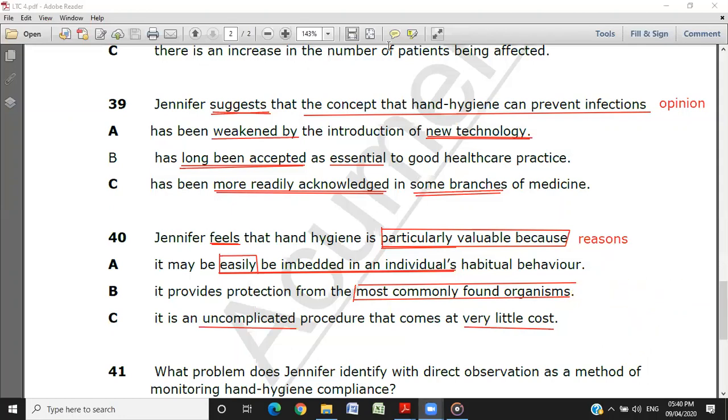Okay. So here it says most commonly found organisms. So if there are many organisms, it may happen that they are not the most commonly found ones. So if she says most commonly found organisms, or something similar to that, like majority of them, or similar kinds of words, then probably this is the correct answer. And this is uncomplicated and little cost. So now I'll play the recording for these two questions and then we'll move on to the discussion of this.